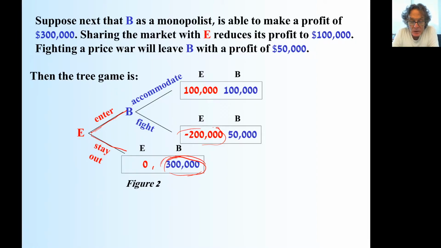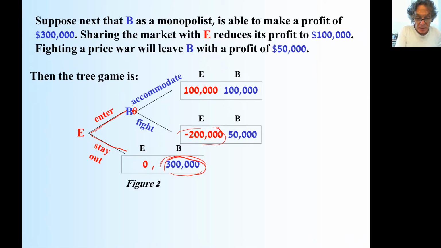If they don't fight, and they compete with each other, then each gets 100,000, total 200,000, obviously below the monopoly profit, which is the highest possible. So this is the game, and we have to analyze it. So we start from the last point. Okay, let's talk about B here.